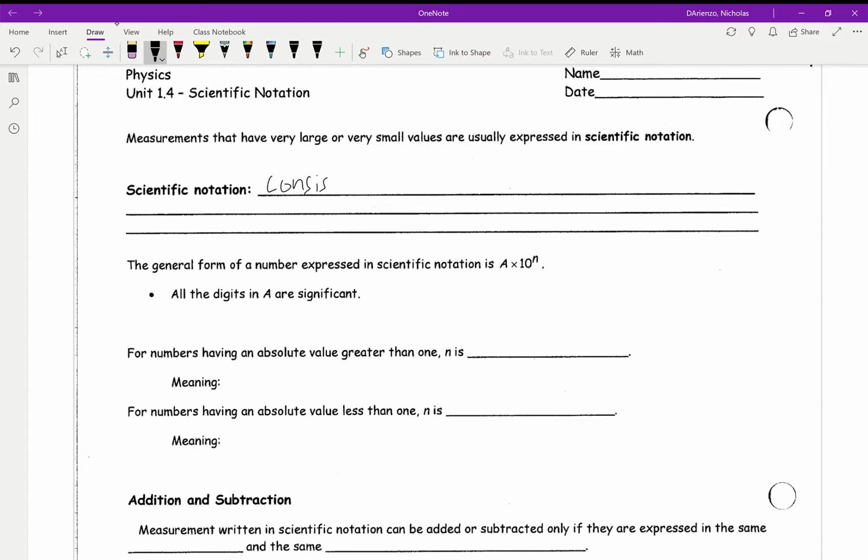has a certain form to it, as we should know, and it consists of a number that has to be equal to or greater than 1. So it could be 1, it could be 1.0, but it's going to be equal to or greater than 1. And it has to be less than 10.